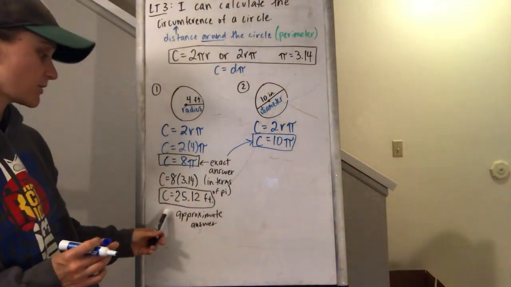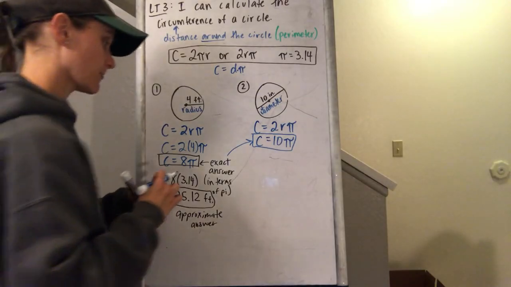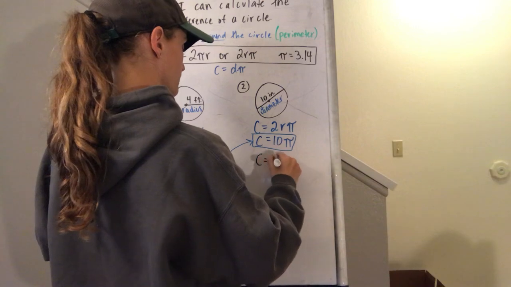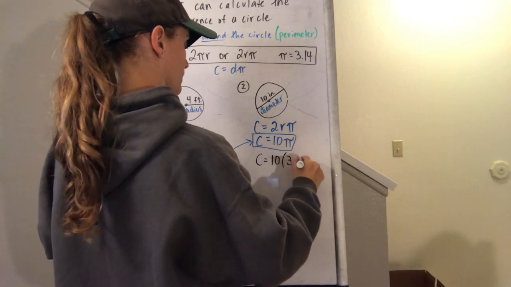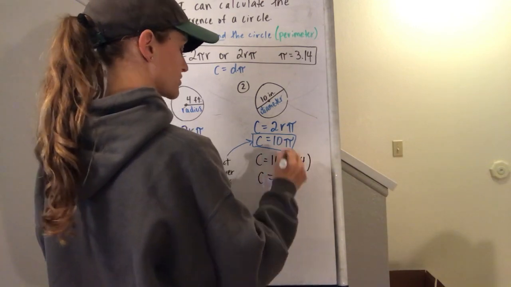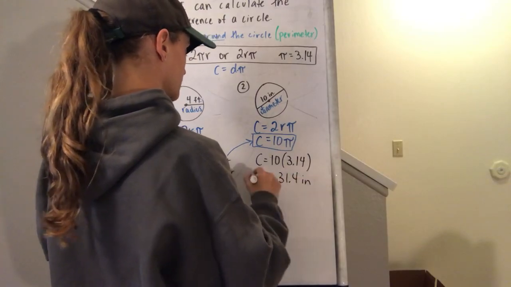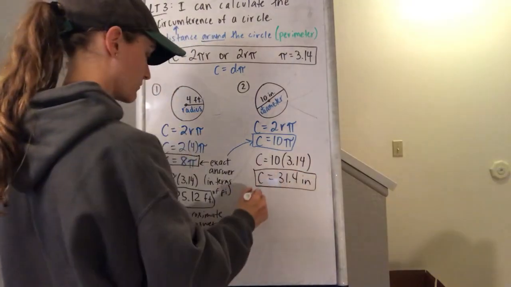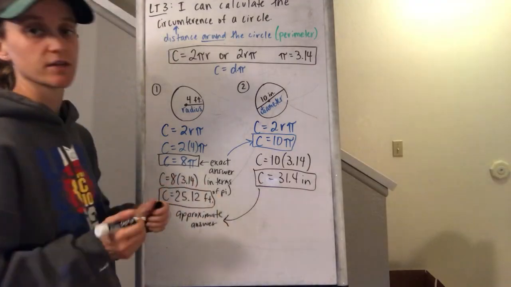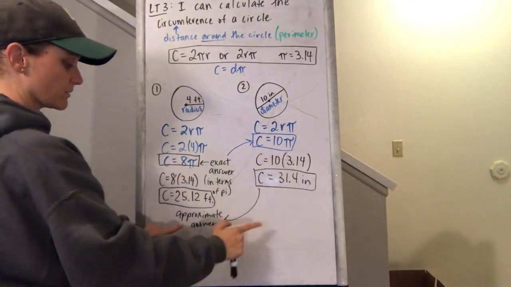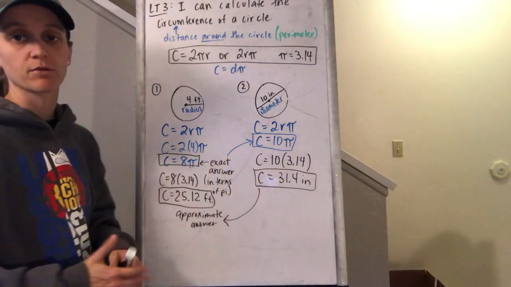But if I want to find the approximate answer like I did over here, I could plug in 3.14. And I would get that the circumference is 31.4 inches. And that would be my approximate answer. So remember, the exact answer is when it has the pi in it, and then the approximate is when I actually multiply by 3.14.